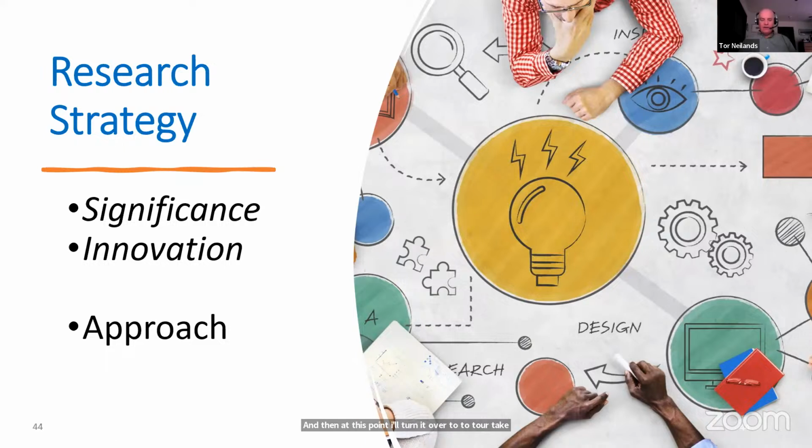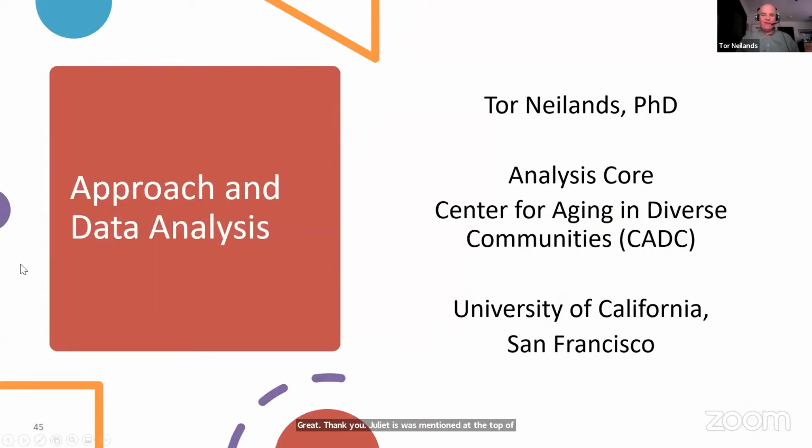Great, thank you, Julene. As was mentioned at the top of the presentation, I'm Tor Neilands. I'm a professor at UCSF, affiliated with the Analysis Core for the Center for Aging in Diverse Communities. I also do a lot of HIV-related research at the Center for AIDS Prevention Studies at UCSF, and probably of most relevance to this group today, co-direct a summer training program for early career scholars who are doing social and behavioral science research in U.S. minority communities that are most disproportionately impacted by the HIV epidemic. And the centerpiece of that program is a 6-week summer intensive grant writing boot camp.